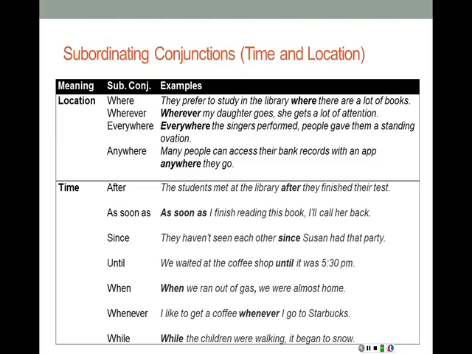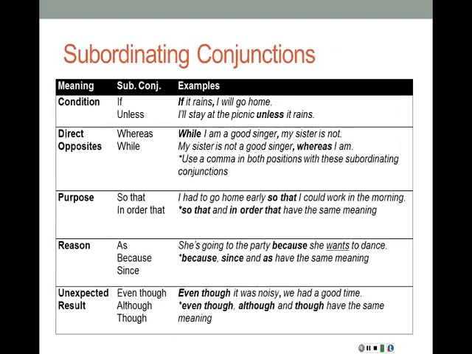Okay, here are some common complex sentences that use subordinating conjunctions. The meanings here are about location and time. Pause the video and read the examples so that you understand. Okay, on the next slide, here are other subordinating conjunctions with other meanings. These meanings have to do with condition, direct opposites, which we just talked about, purpose, reason, and the unexpected result. Pause the video, read the examples, and make sure that you understand.